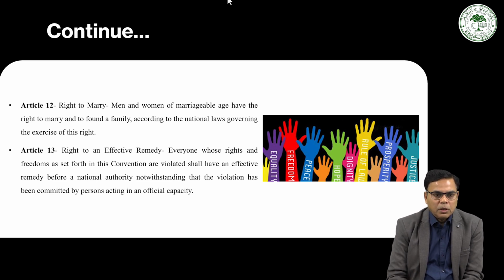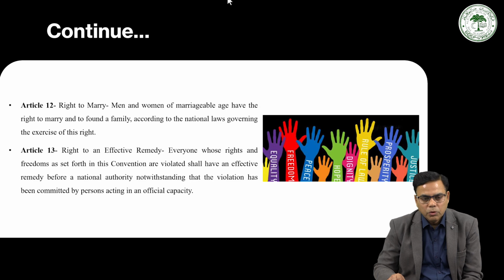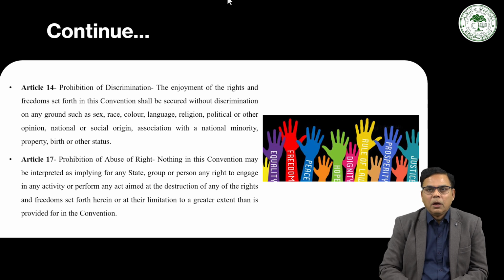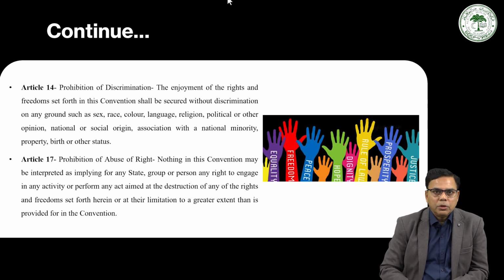Article 13, right to an effective remedy. Everyone whose rights and freedoms set forth in this convention are violated shall have an effective remedy before a national authority, notwithstanding that the violation has been committed by persons acting in an official capacity. So, again, you see effective remedy. For example, in our own constitution, you have under fundamental rights, Article 32. So, that is a judicial remedy.